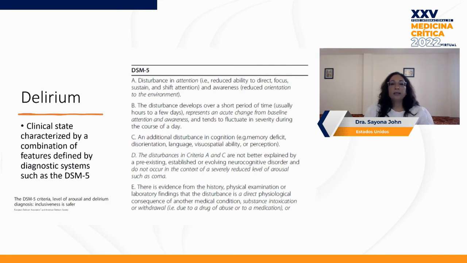So, finally, we have started to acknowledge that coma cannot be included into the spectrum of acute encephalopathy and delirium specifically. There has to be evidence from history, physical examination, or laboratory findings that it's a direct physiological consequence of another medical condition, including substance intoxication. So delirium is a clinical state that is characterized by a combination of features as defined by the DSM-5.